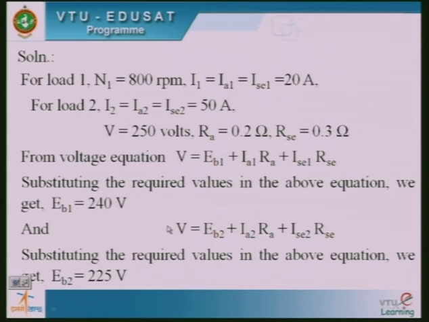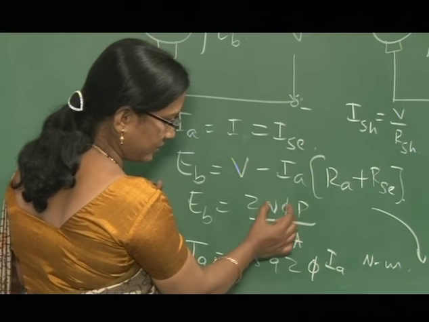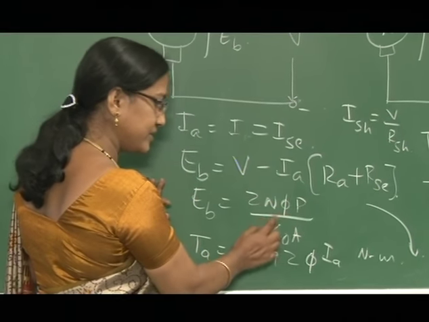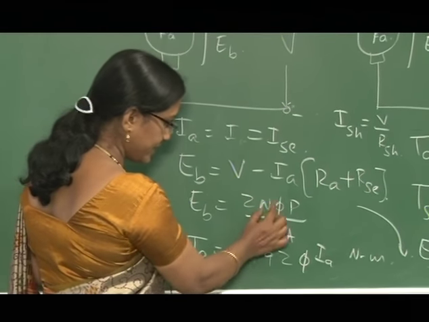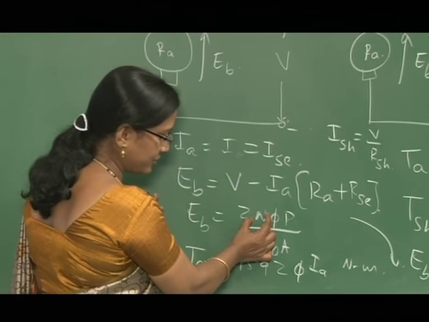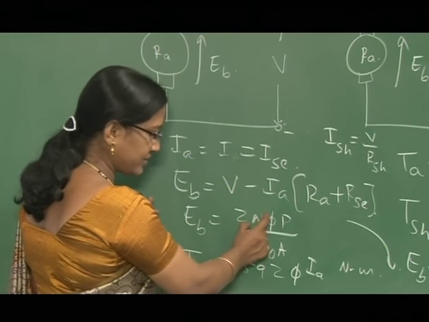Then for the second condition, as the load varies, what will happen here? I had written EB is equal to ZNφP divided by 60A. So when the load increases, the speed decreases, meaning when the load varies, the speed varies. When the speed varies, this back EMF also varies, because EB is directly proportional to speed. So now you will get a different value of EB2 for the second condition.